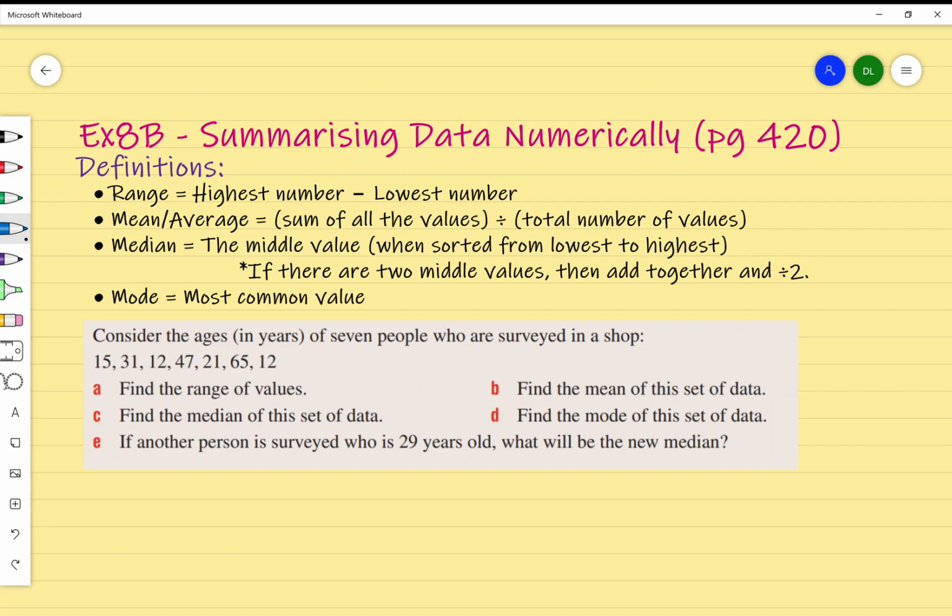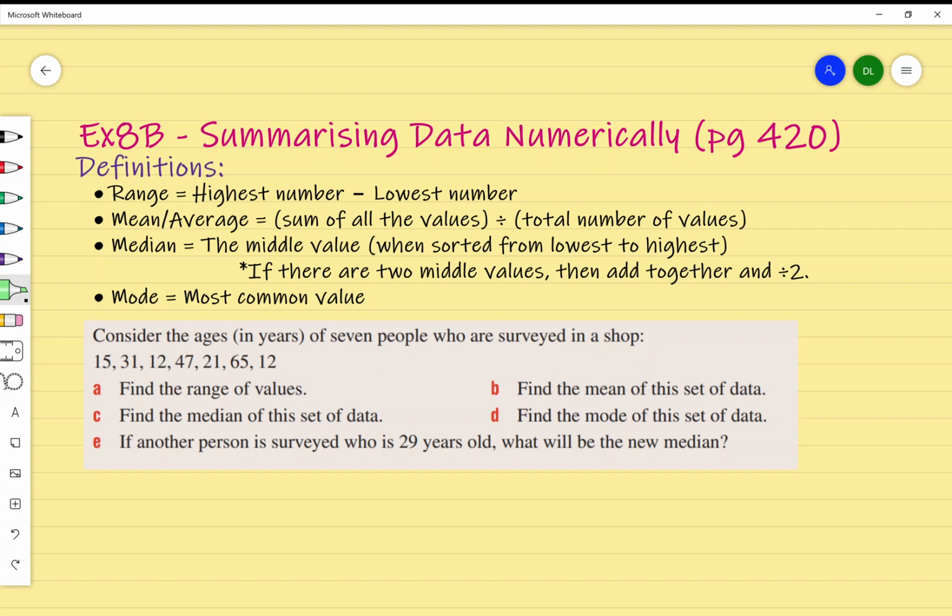Introduction to Exercise 8B on Summarising Data Numerically on page 420 of your textbook. Over the last lesson, we've been looking at ideas of how to get information or find data in a primary or a secondary manner. But in this situation, we're saying, what will we do after we've got that data? Is there a way we can analyze or summarize the data in a way that's fair, in a way that's understood by everyone? There's a few key terminology here that I'd like us to understand before we head into this.